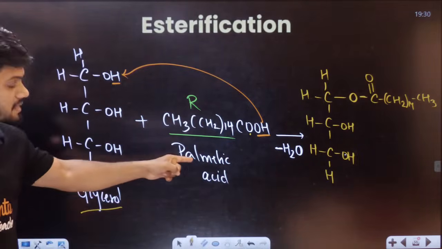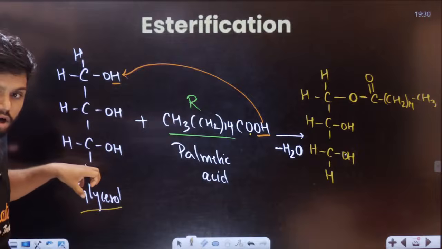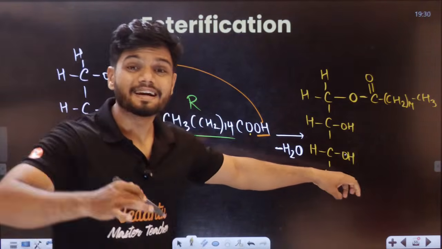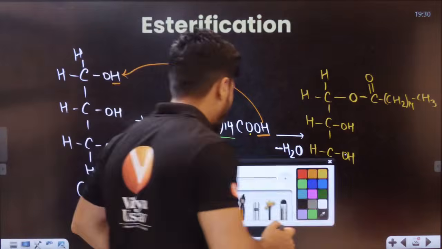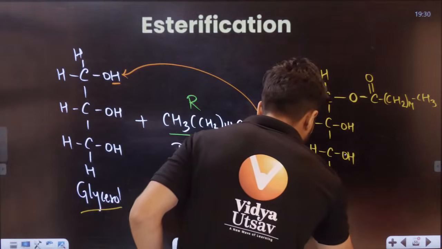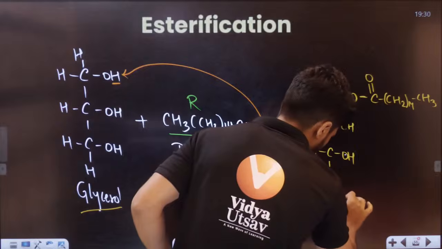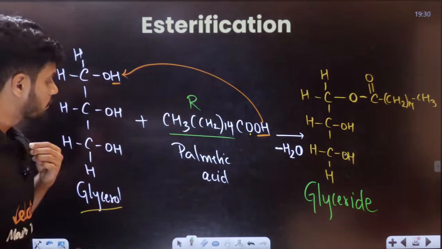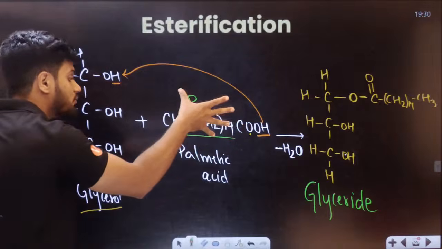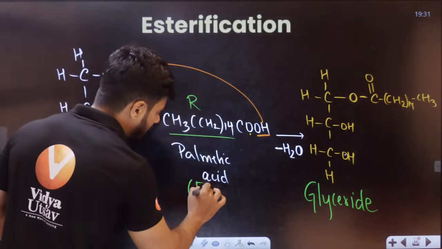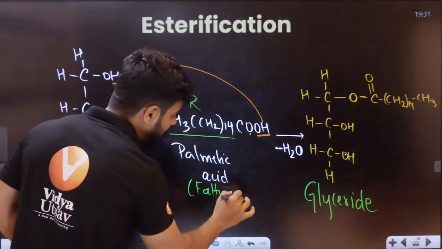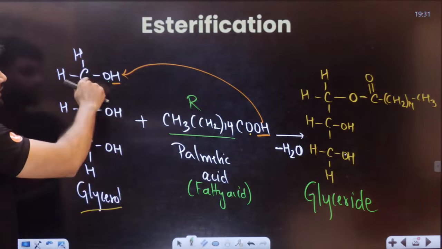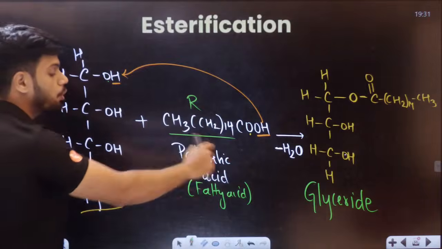Glycerol plus a fatty acid. Glycerol plus fatty acid, we get something called as what? Glyceride. Now students, I am adding one fatty acid at one carbon here, for this carbon here. So it is called a monoglyceride.